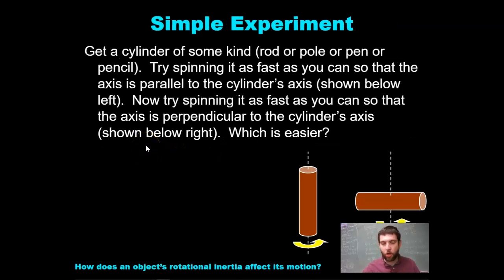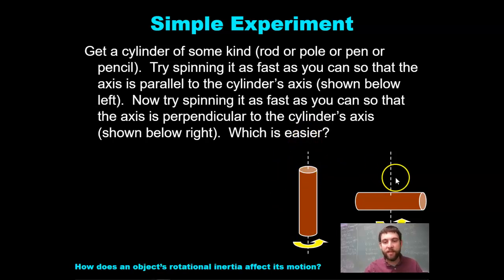All right, so go right now. Get a cylinder of some kind, a rod or a pole or pen or a pencil, and then try spinning it as fast as you can so the axis is parallel to the cylinder's axis. That's this one right here. So if it's an eraser, you're spinning it with the eraser up or eraser down.